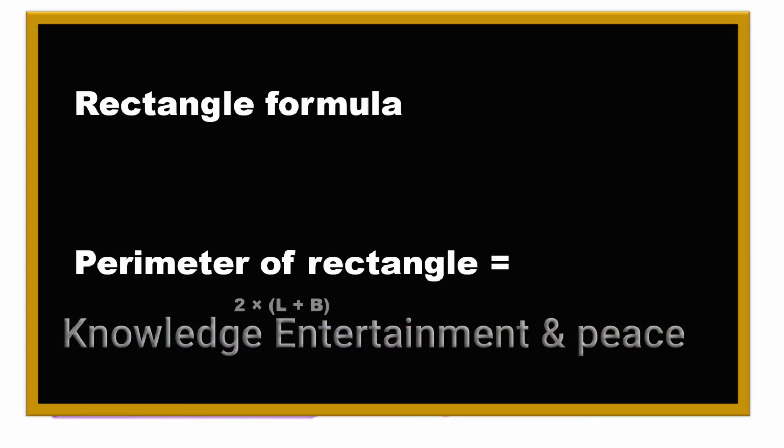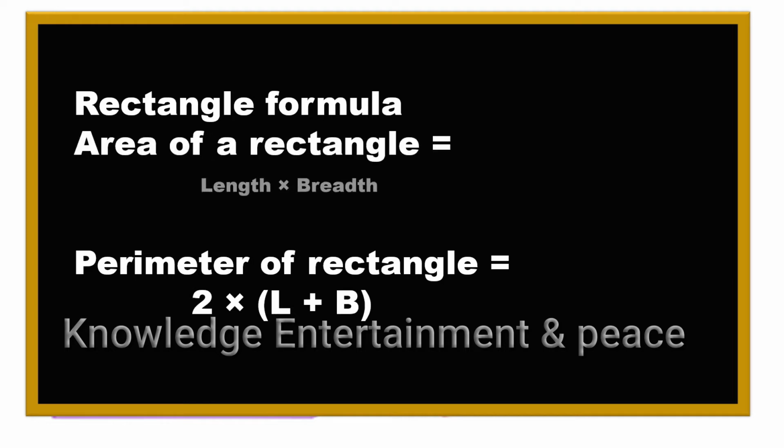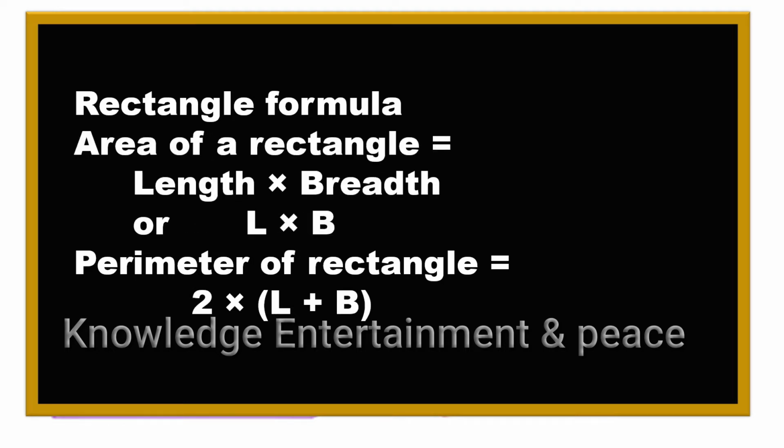Next is the formula of a rectangle. If the length of a rectangle is L and the breadth is B, then the area of a rectangle is equal to length into breadth, or L into B. The perimeter of a rectangle is equal to 2 into (L plus B), that is 2 into (length plus breadth).